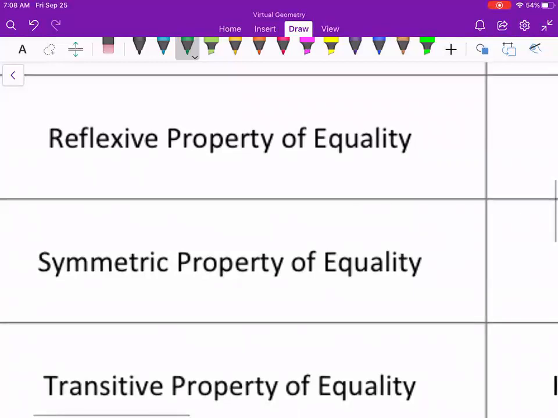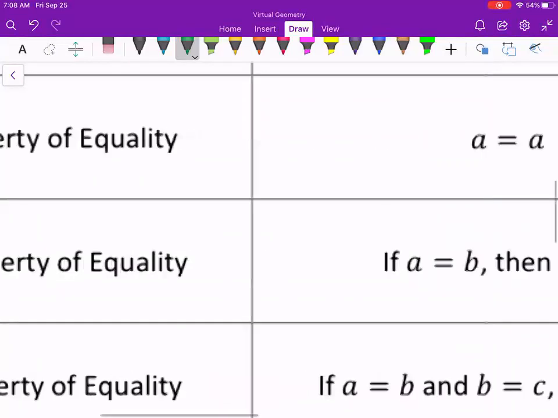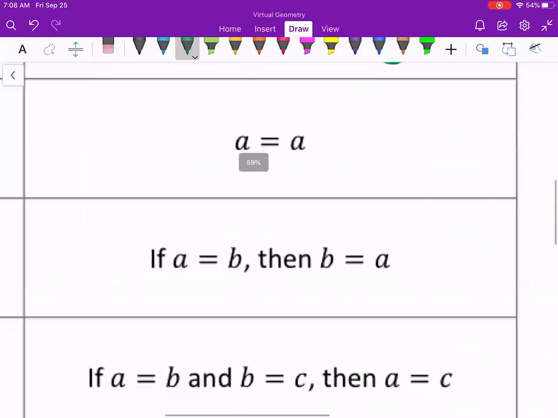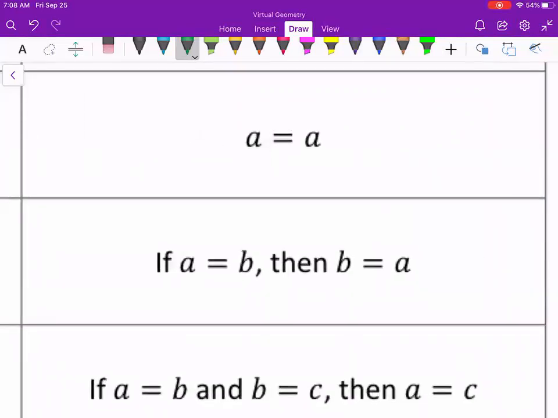But now we have the reflexive property. This one is used more when we deal with our geometric proofs. So if you notice, from beginning to end, there is no change in our whole property here. So A is equal to A, they stay exactly the same. The sides are exactly the same.